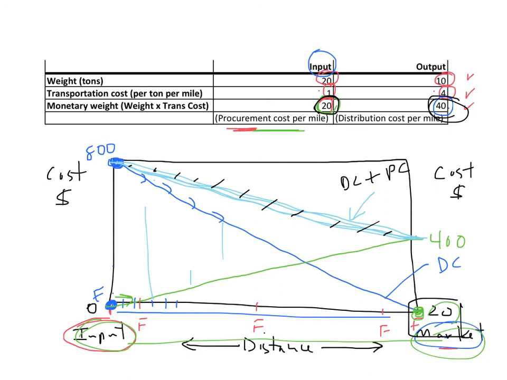If that were reversed, you would see this diagram tilting in a different way. Instead of tilting this way, it would tilt upward, and we would locate the factory near the input source.